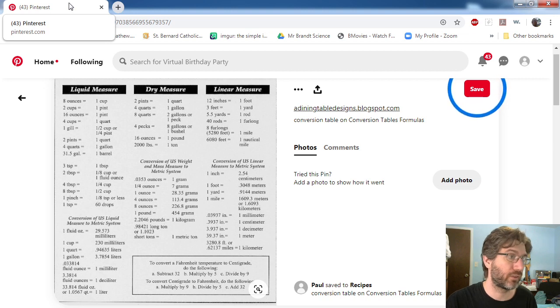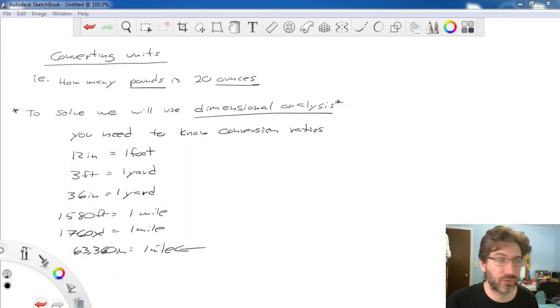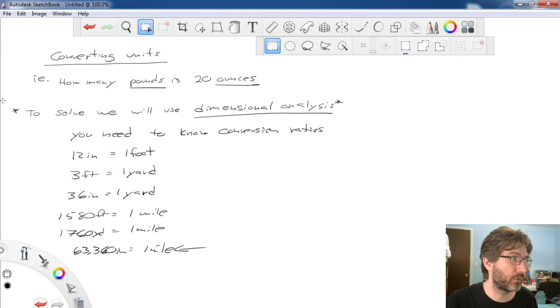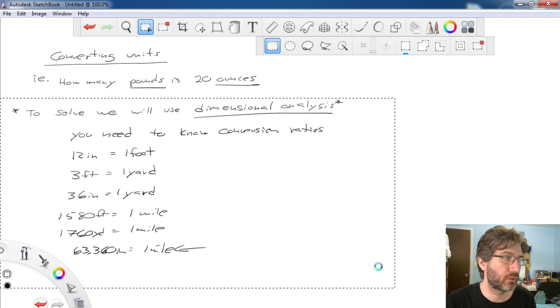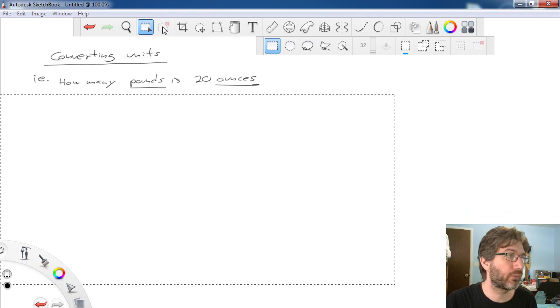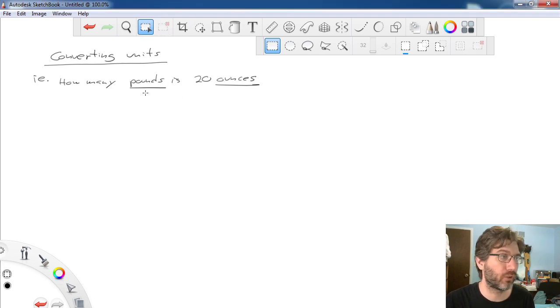It's about converting. So when it comes to dimensional analysis, let's look back at our example here. How many pounds are in 20 ounces? What I'm going to do is look up how many pounds are in an ounce. I need that relationship. And if you don't know that off the top of your head, you look it up. There are 16 ounces in 1 pound.